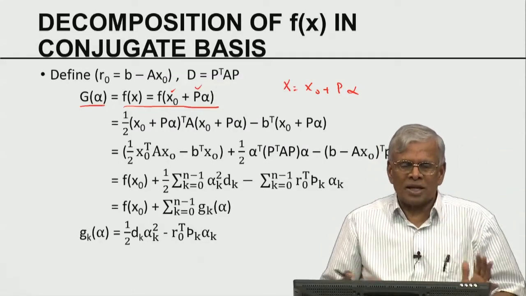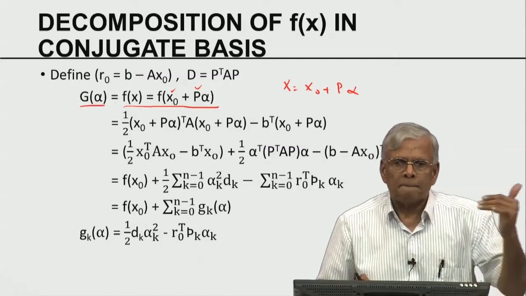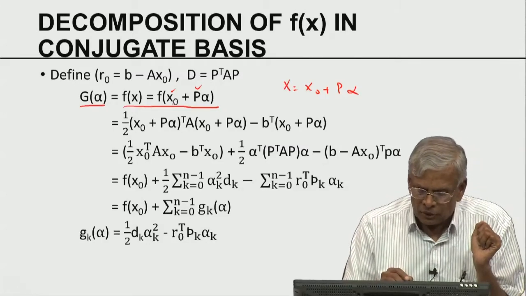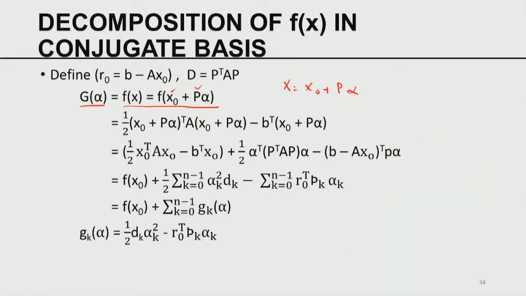So, I am now going to work the problem not in the ordinary basis, but in the conjugate basis for the sake of this analysis. When I substitute x equal to x naught plus P alpha in the expression for f of x, it takes this form. This, when simplified using a sequence of matrix vector operations, becomes equal to this: f of x naught plus the sum over k equal to 0 to n minus 1 of g_k of alpha, where g_k of alpha is given by this function. You can readily see g_k is a quadratic function in alpha.